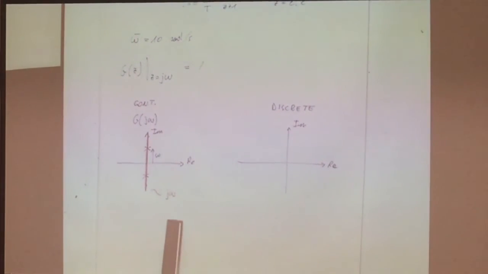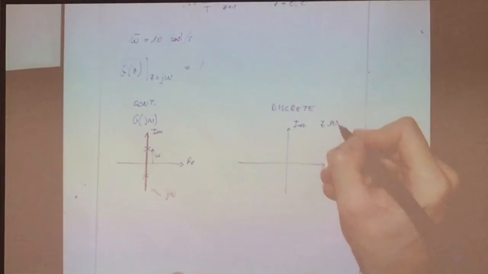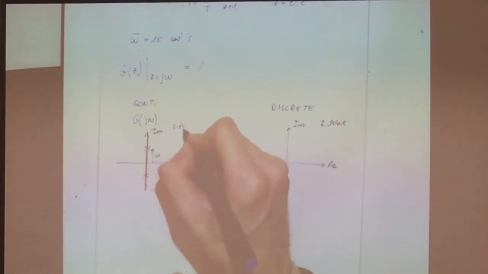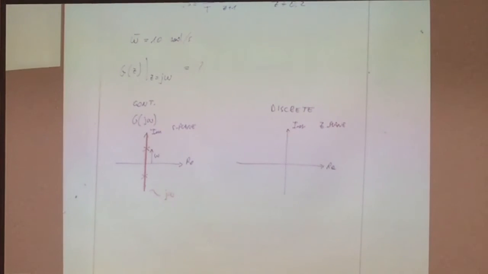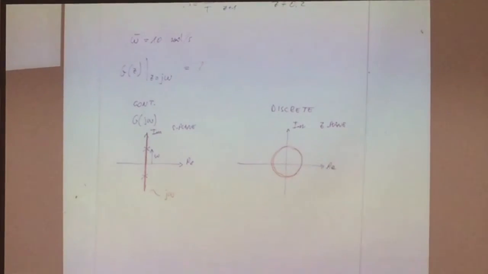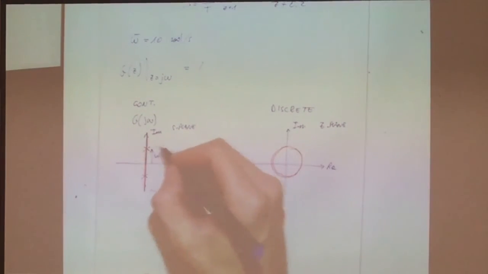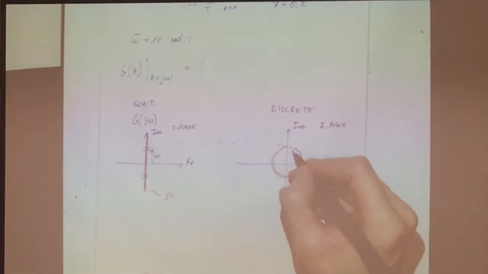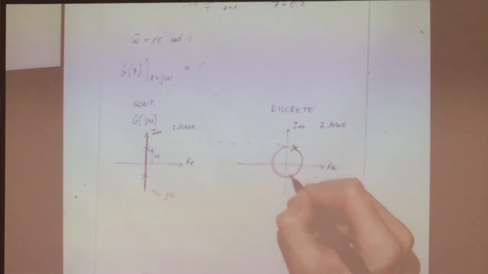How does j omega map in the discrete Z plane? Where does j omega map in the Z plane? Unit circle. So this means that these two poles of the sinusoid with frequency omega will map into a couple of complex conjugate poles somewhere on the unit circle. Is that correct?